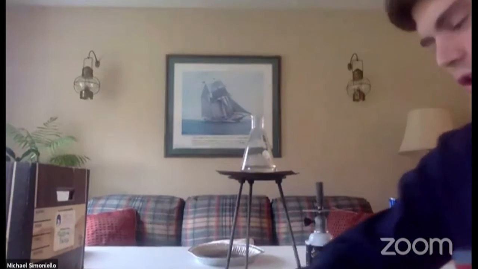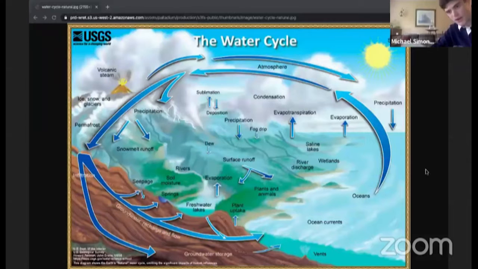So what I would like to show you guys now is a bit of a more complex diagram or example of the water cycle here on Earth. Let's try to share my screen here. Give me just a moment. Okay, excellent. So here is a diagram from the United States Geological Survey, showing exactly how our water cycle works.